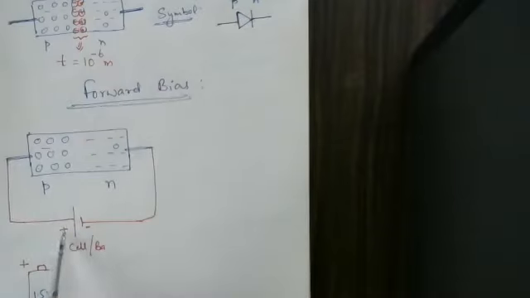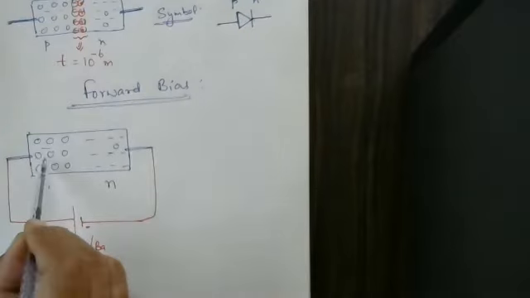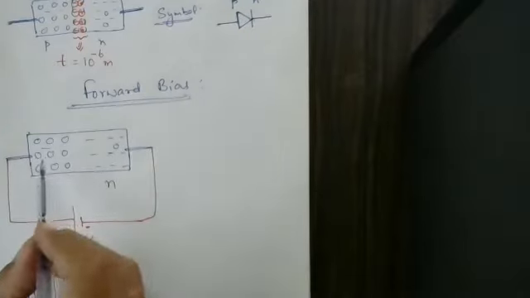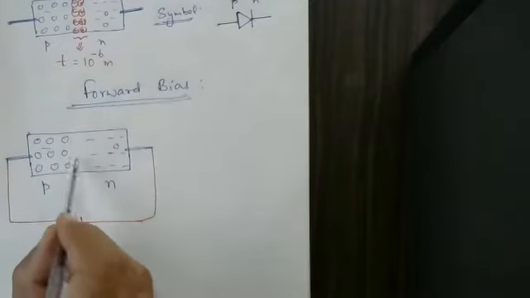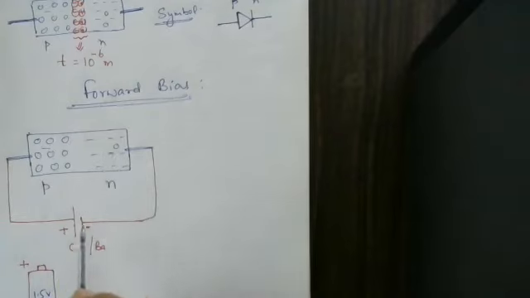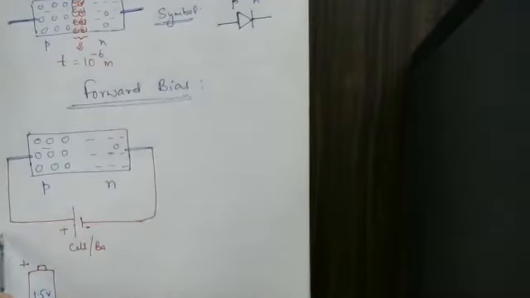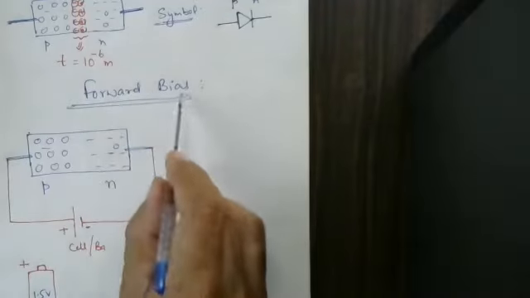Here also positive. Positive, positive, there is a force of repulsion. These are electrons, negatively charged ones, connected to the negative terminal of a cell or a battery. This negative potential repels these negative charges, and the positive potential repels these positive charges, meaning holes. Holes are repelled by the positive potential, and electrons are repelled by the negative potential. N connected to negative and P connected to positive is called the forward bias.